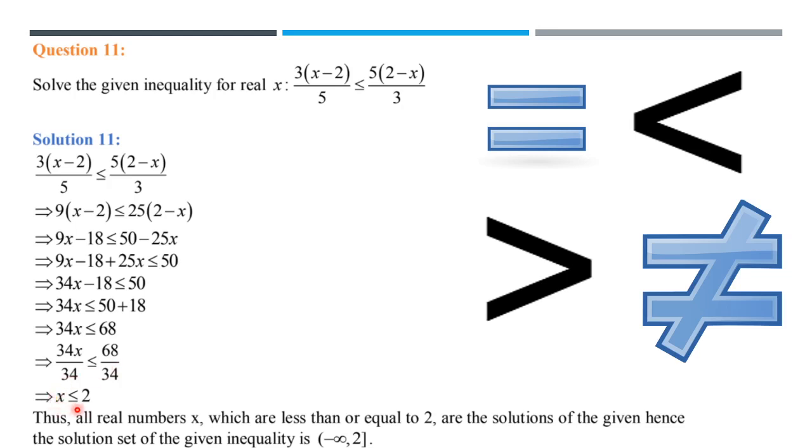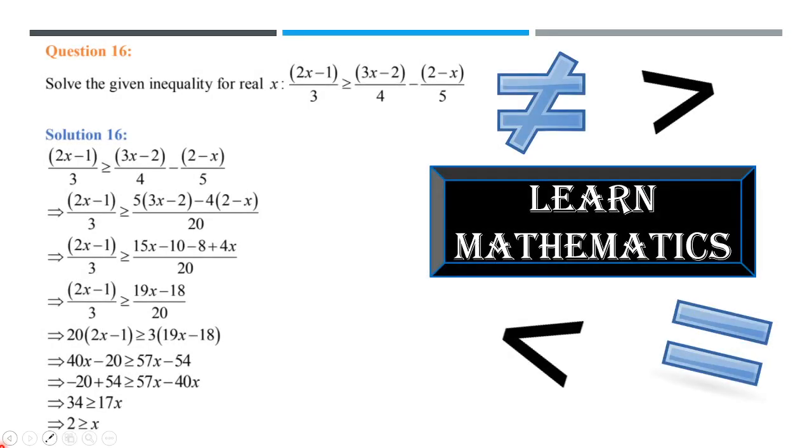So x is less than or equal to 2. How much less? We don't know. So minus infinity to 2. But here at 2 we will have a close bracket because we have the equal to sign as well.